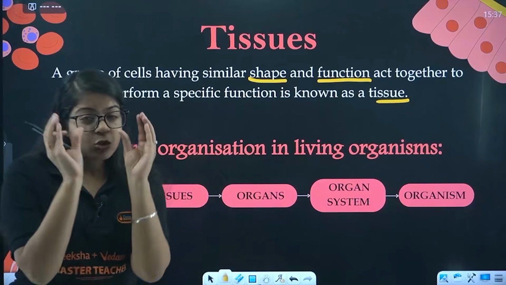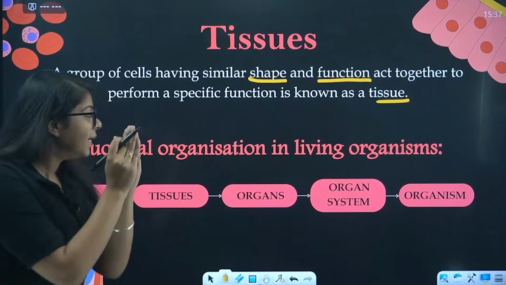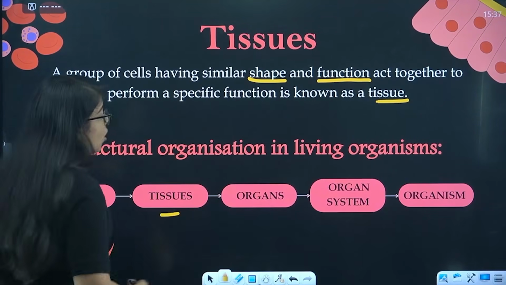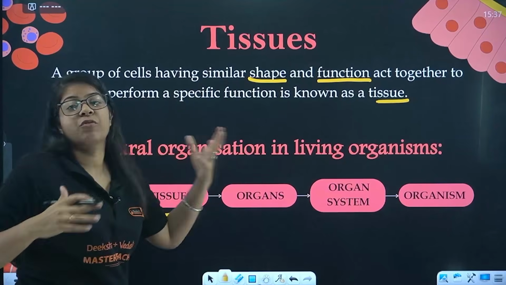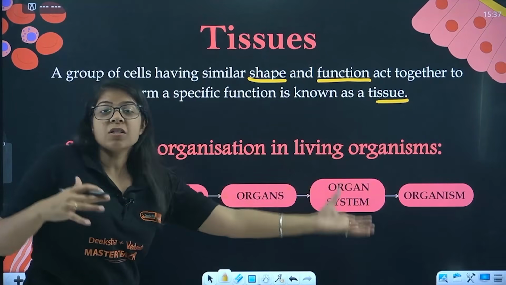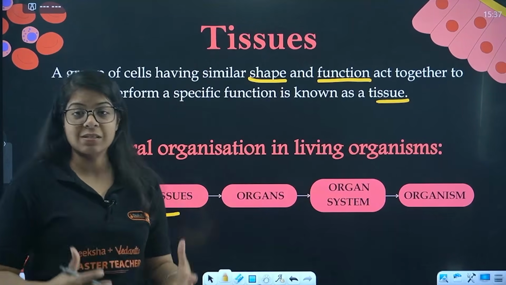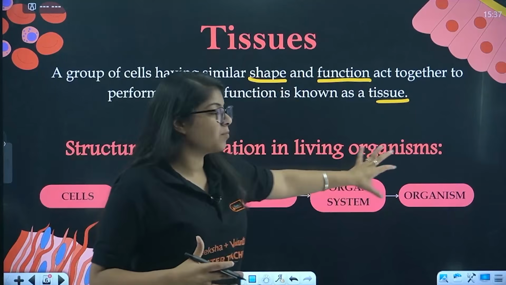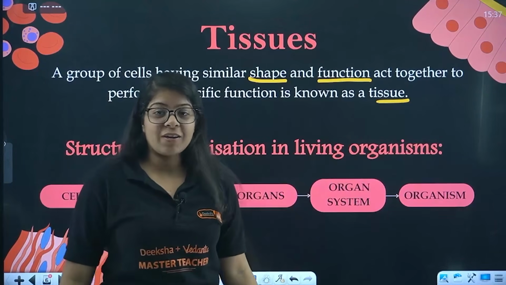Now we know the structural organization of our human body, of living organisms. What happens? Those small cells combine together to form tissues. All those tissues combine together to form organs. Then all those organs come together to form an organ system. And then the organ systems come together to form a whole organism.